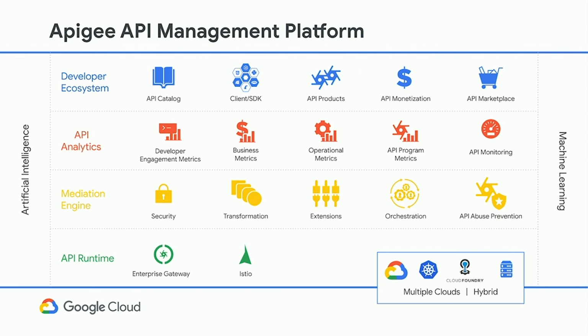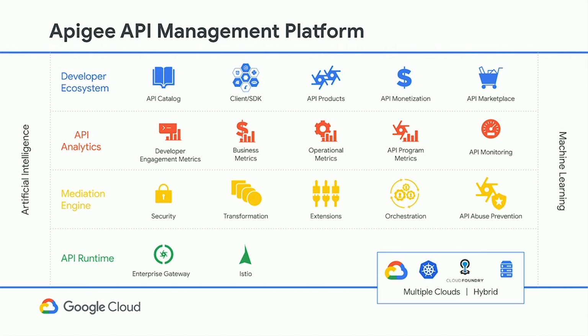So the Apigee API management platform is a full lifecycle API platform, which is a key component when you start building your serverless applications to ensure that they are accessed securely, they have the right level of controls in place, and you have the right level of operational visibility into it.